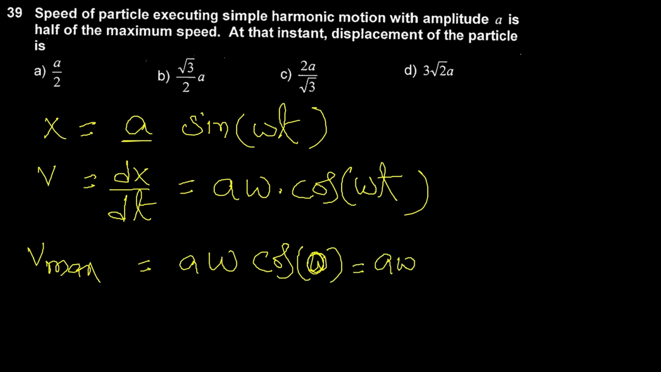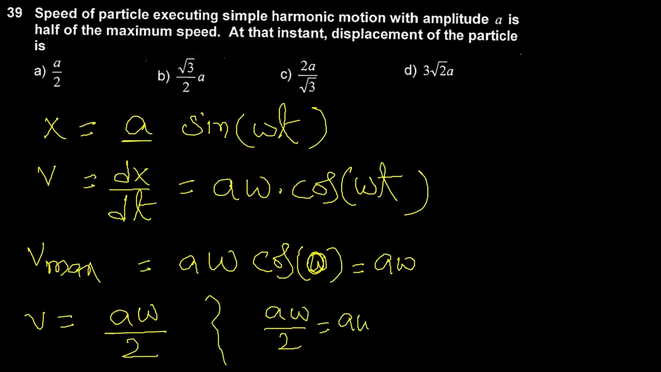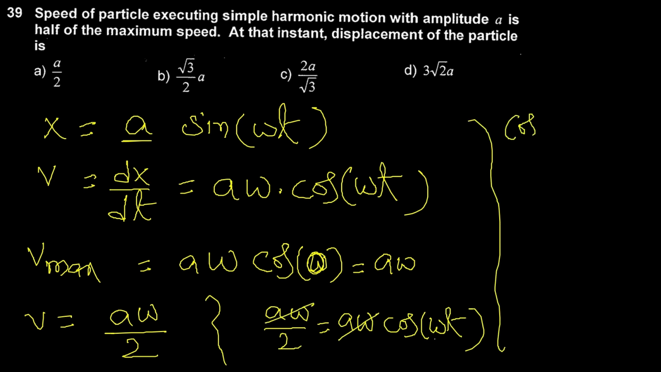Maximum speed is a omega, but in the problem it is given that at some particular instant velocity is half of the maximum speed, that is a omega by 2. We need to find the angle such that the speed is half of the maximum speed. For that, let's substitute in the velocity v. We will have a omega by 2 is equal to a omega cos omega t. Omega gets cancelled. Cos omega t is equal to half. It is possible when omega t is equal to 60 degrees.